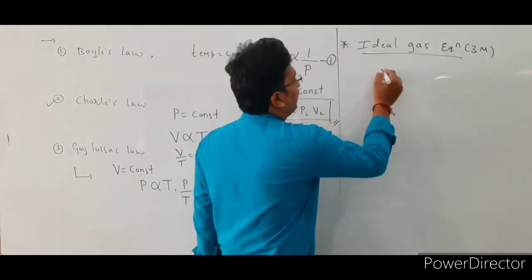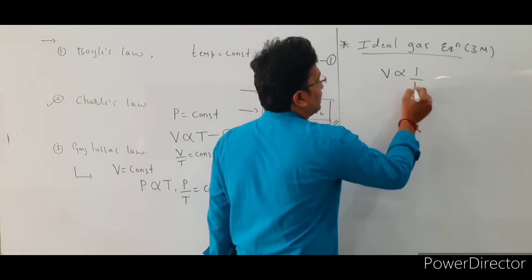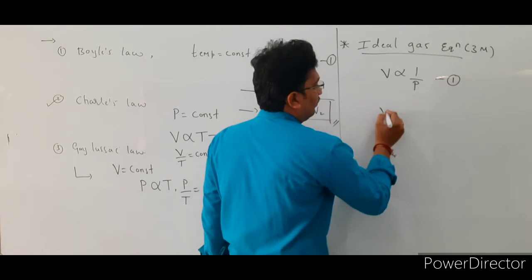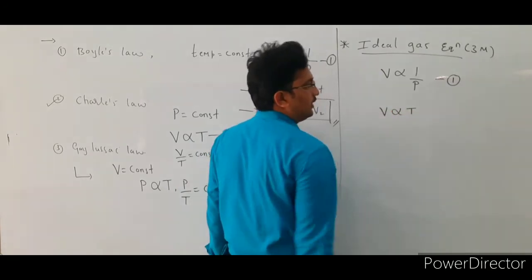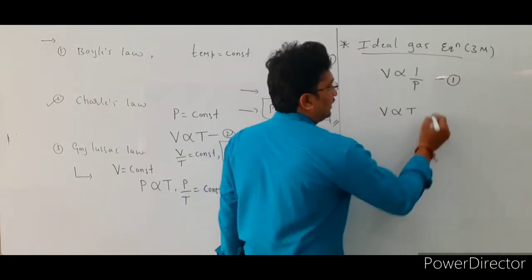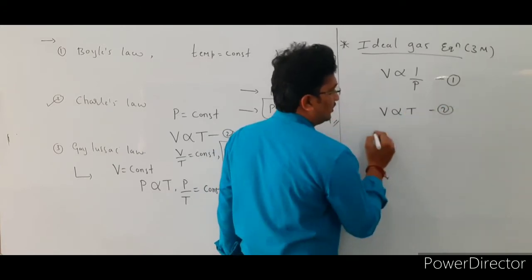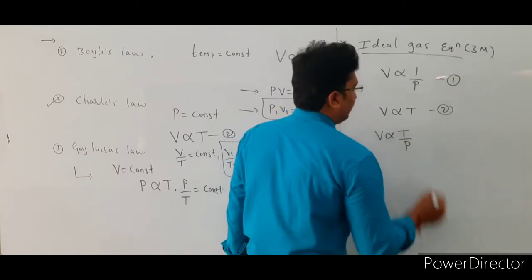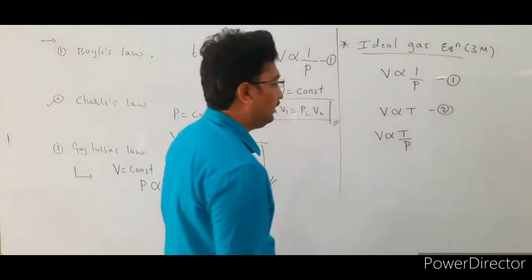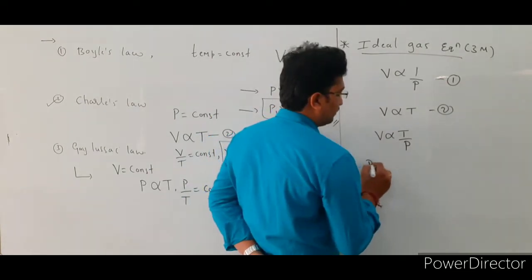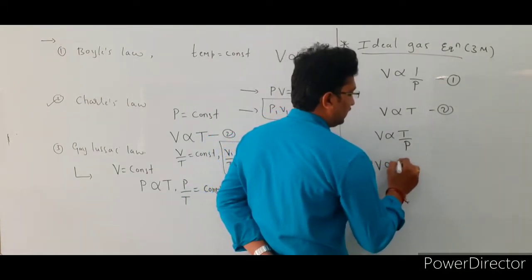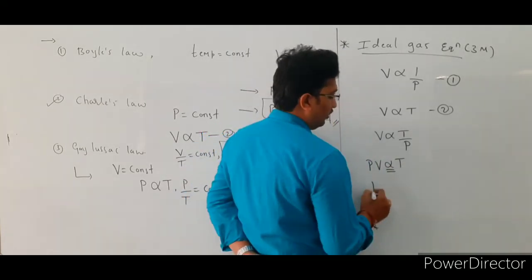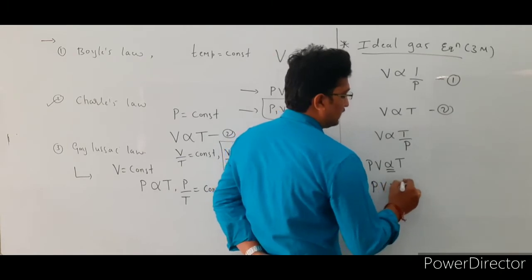From Boyle's law, V is inversely proportional to pressure. From Charles's law, V is directly proportional to temperature. From these two equations, V is directly proportional to T by P. By cross multiplication, PV is directly proportional to temperature. To remove this proportionality, we use the extra term, that is R.